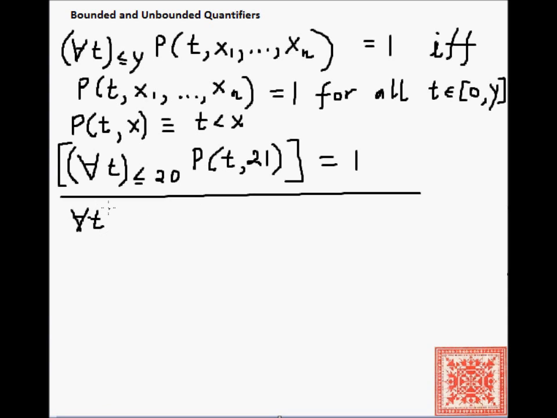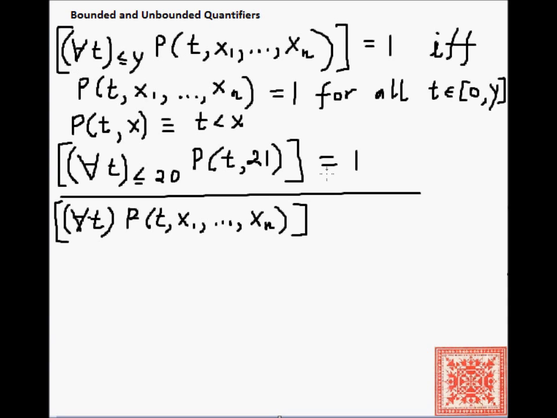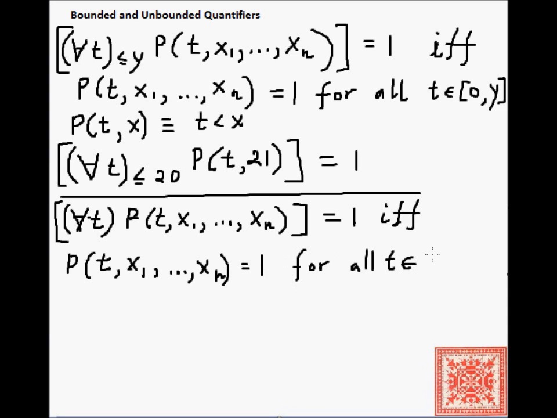Okay, let's talk about unbounded universal quantification. So for all t, p(t, x1 through xn), this is an unbounded universally quantified statement. This is going to be equal to 1, and for consistency, let's square bracket this too, if this predicate p(t, x1 through xn) is true for every value of t, so long as t is a natural number.